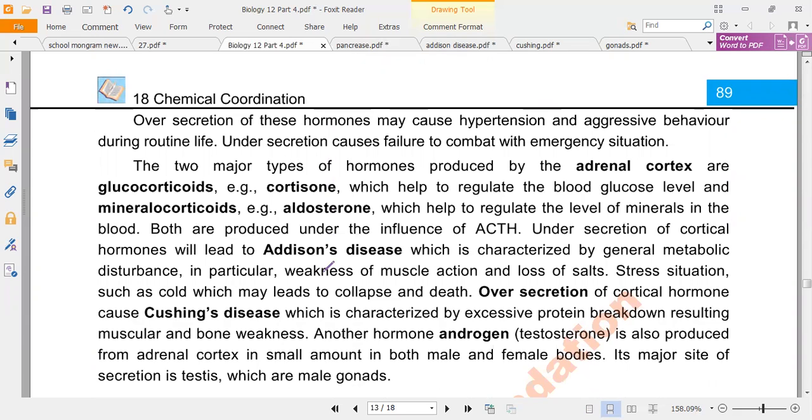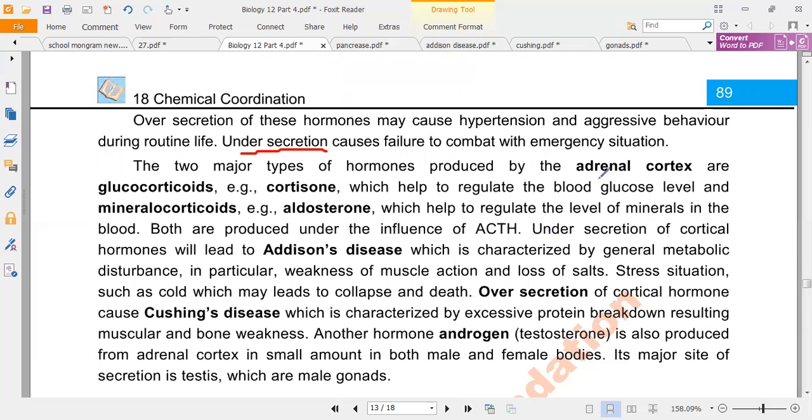If we talk about over secretion of these hormones, they may cause hypertension and aggressive behavior during routine life. But if under secretion is there, there is a failure to come out of the emergency situation. If the person does not feel the emergency situation, definitely they have a problem in the adrenal medulla.